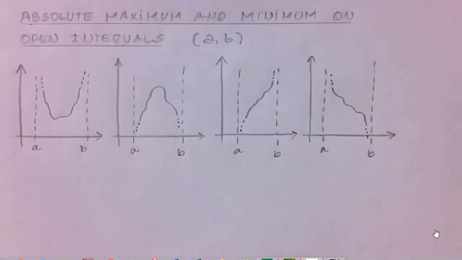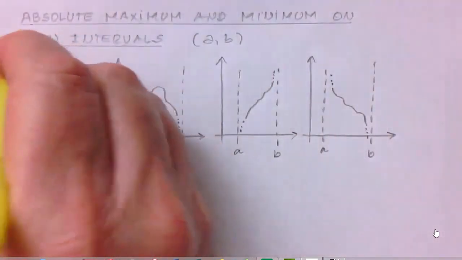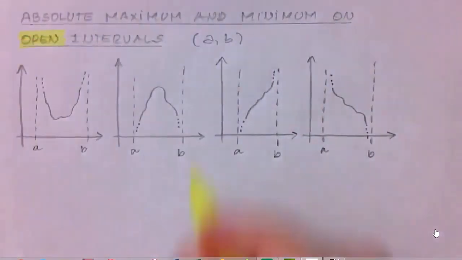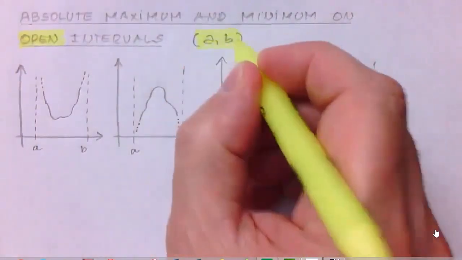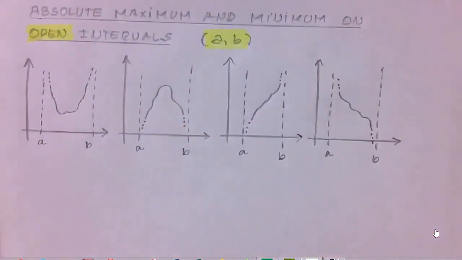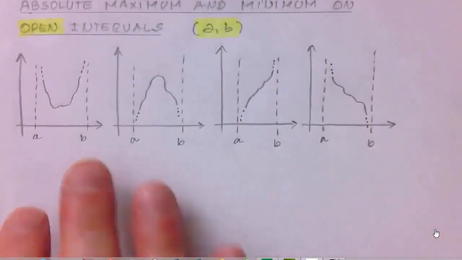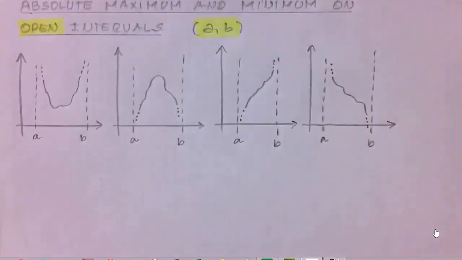The third and last case of absolute maximum and minimum is for functions on open intervals from, let's say, a to b. So let's say that we have a function like this. So what is happening there?